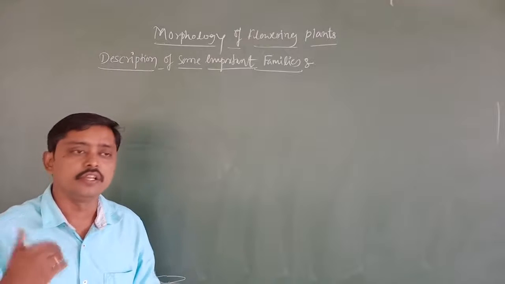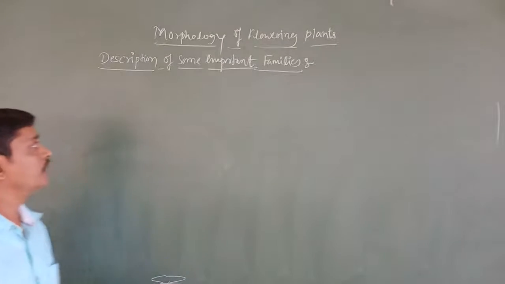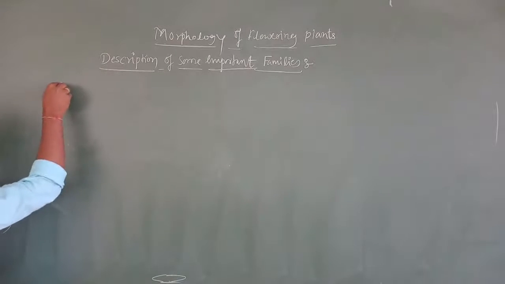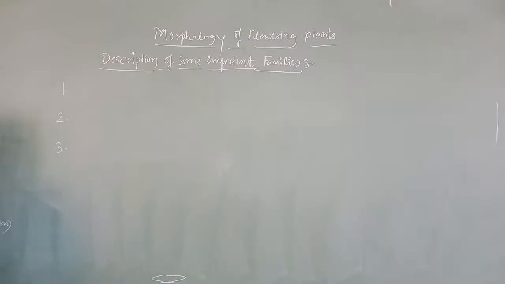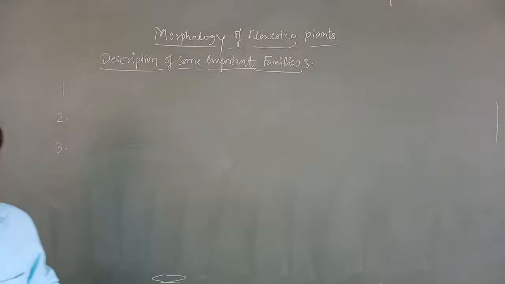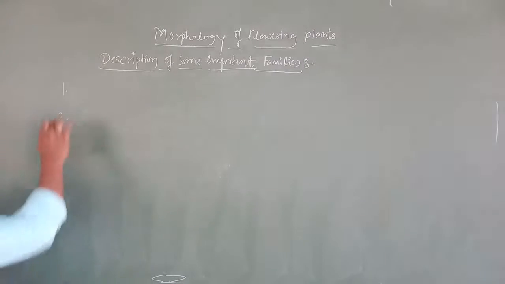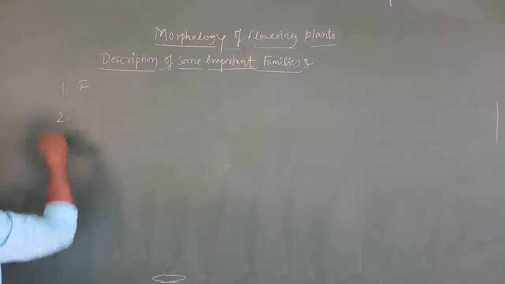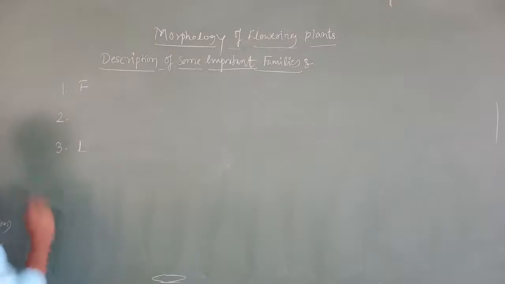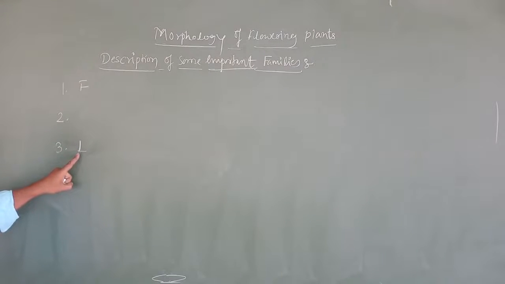Before writing their names, I am going to write the numbers on the board. How many families are we going to study? Three families in this concept, and I have written the numbers here: first, second and third. The first name starts with F, and the last of these three starts with L, if you write it like this.